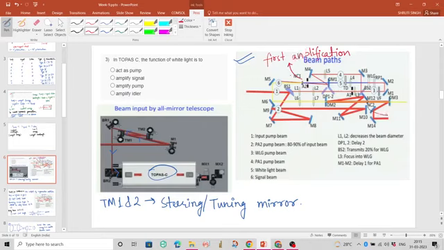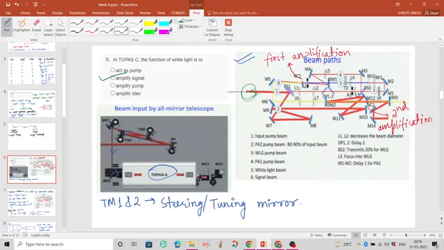And here is the second amplification, 2 times amplification happening. So in TOPAS-C, the function of white light is to amplify the signal. So the answer will be B. It is not acting as a pump because the pump is this one. This light which goes in is the pump.